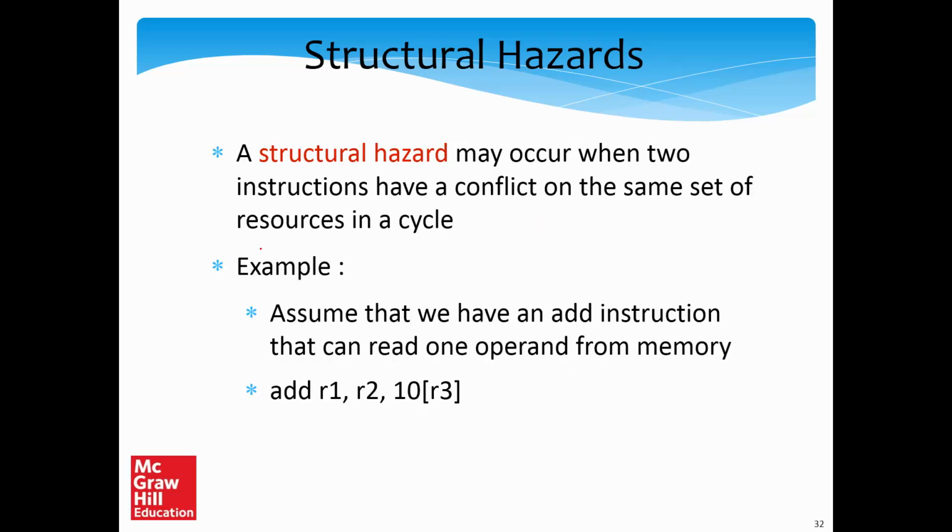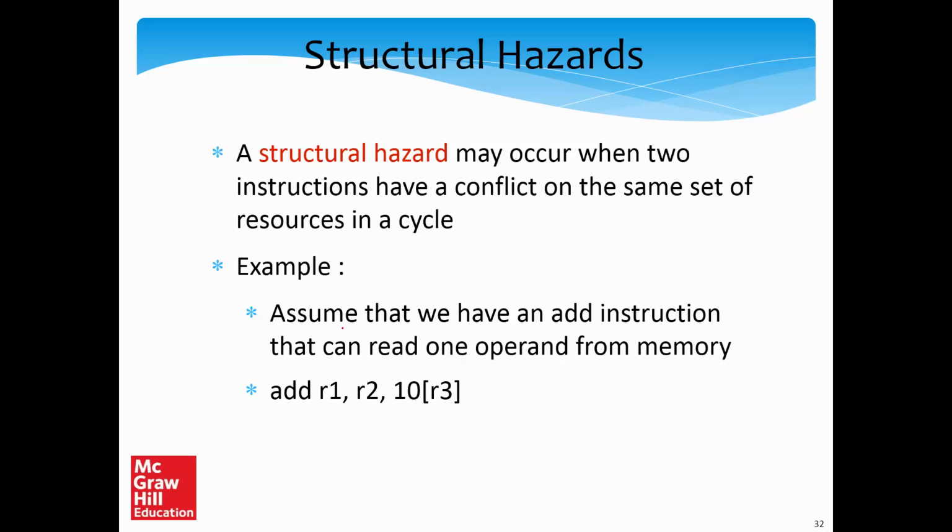So now let's come to a third kind of hazard. We have discussed data hazards, we have discussed control hazards. So let's come to a third kind of hazard called structural hazards. A structural hazard may occur when two instructions have a conflict on the same set of resources in a single cycle. This will not happen in our simple pipeline, so it's not a concern for us, but it can happen in other pipelines.